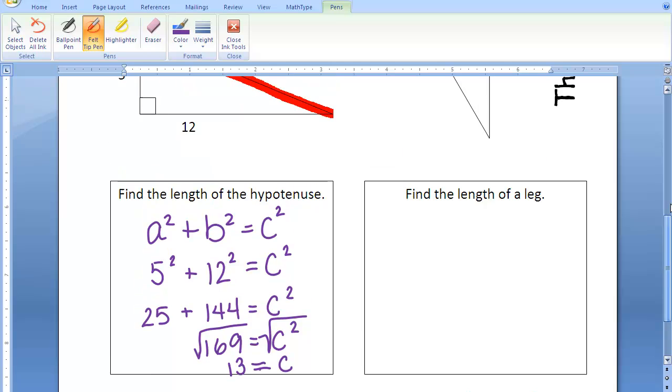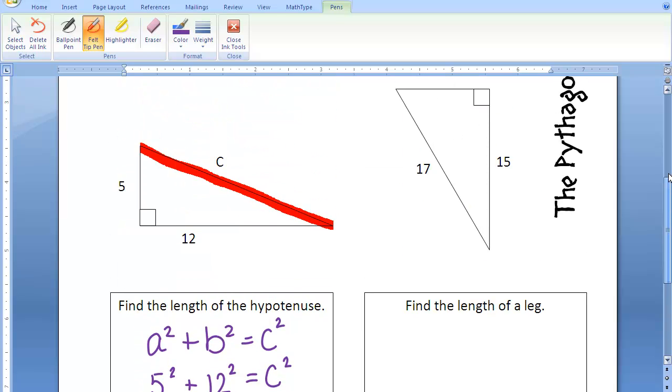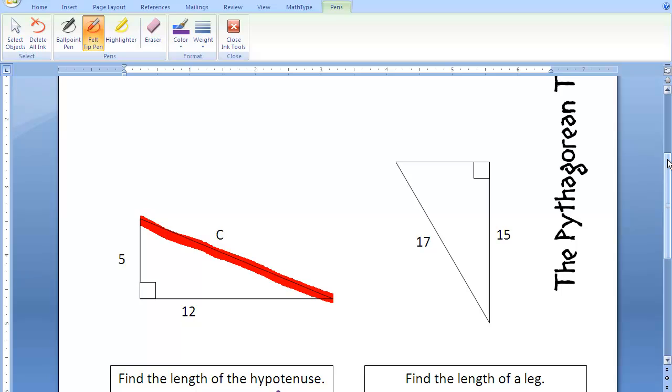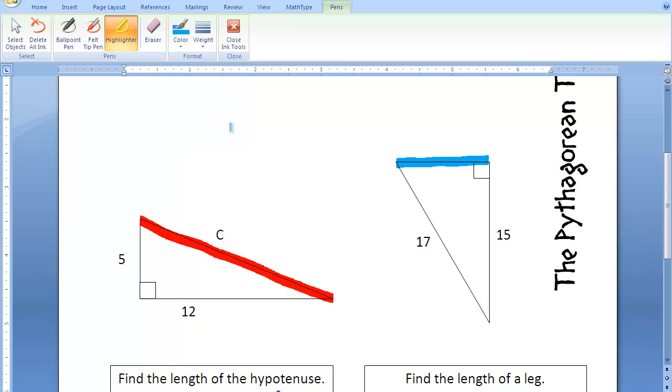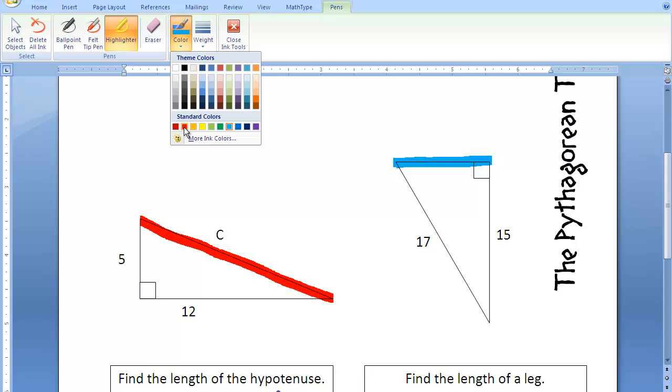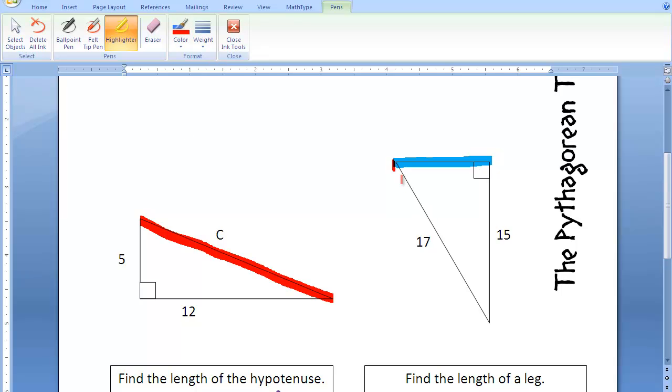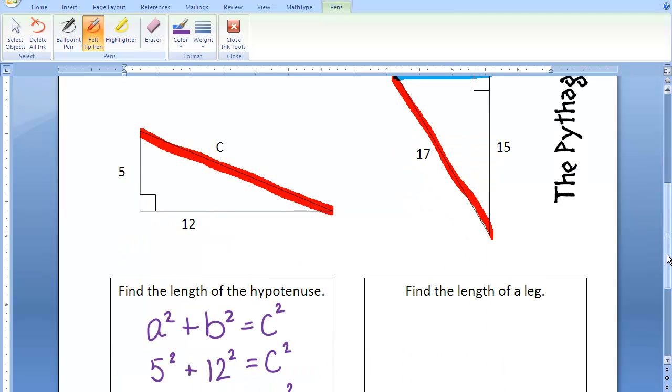The next example is finding the length of one of the legs. And this is where it gets a little bit different. Grab your highlighters, and notice this time we are looking for one of the legs. We're looking for this leg right here. The hypotenuse has a measurement. There we go. You can see it's a 17. So it's going to matter in where we put our numbers.